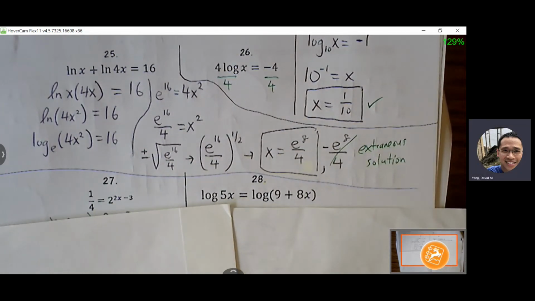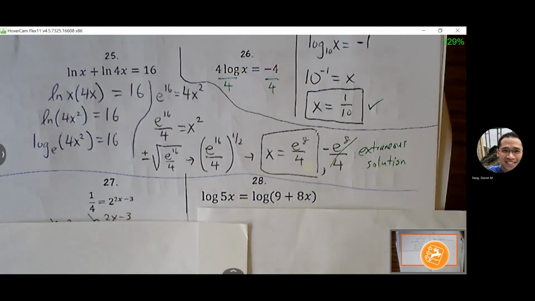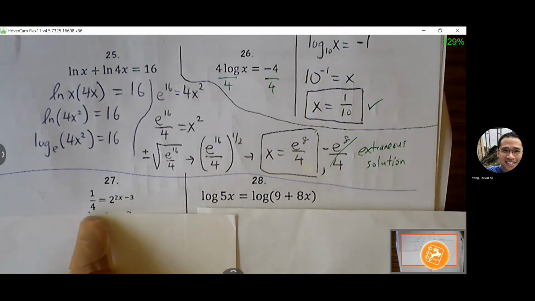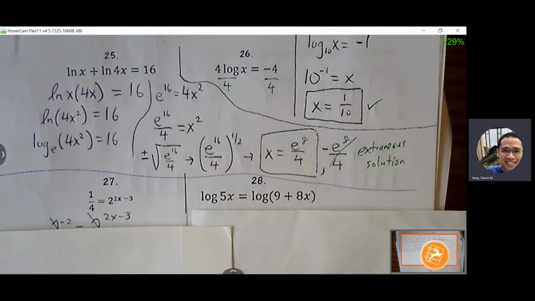27, get the bases to match. 28, take the log away and just focus on working with the arguments. What's that 1/4 turn into for 27? 2 to the -2, yeah.